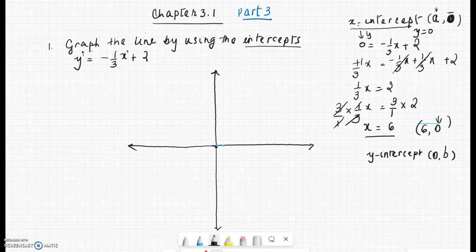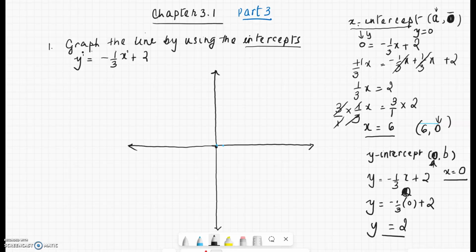And the y-coordinate is always 0. The y-intercept, you know that the y-intercept is the point where the graph crosses the y-axis, and the x-coordinate of the y-intercept is 0. So we have y equals negative 1/3 x plus 2. We plug in x equals 0 because for the y-intercept that lies on the y-axis, the x-coordinate is always 0. Once we plug in 0 for x, we solve for y. So that's negative 1/3 times 0 plus 2. And that gives us y equals 0 plus 2, which is 2. So the point where the graph crosses the y-axis is (0, 2).